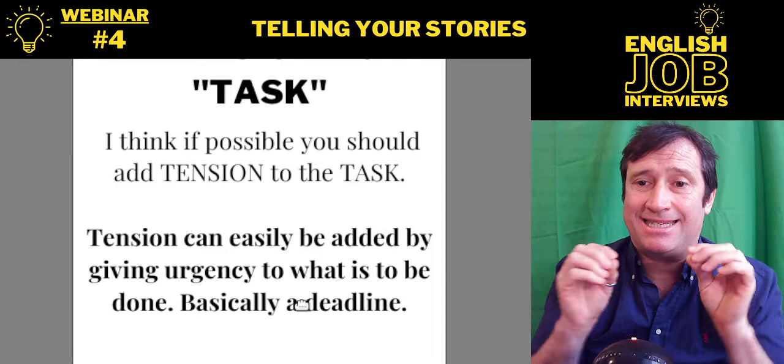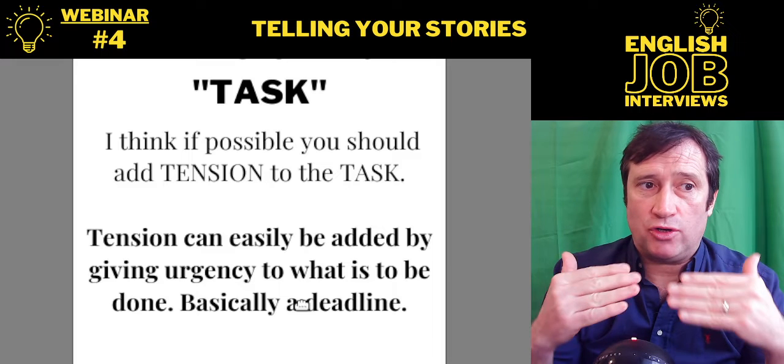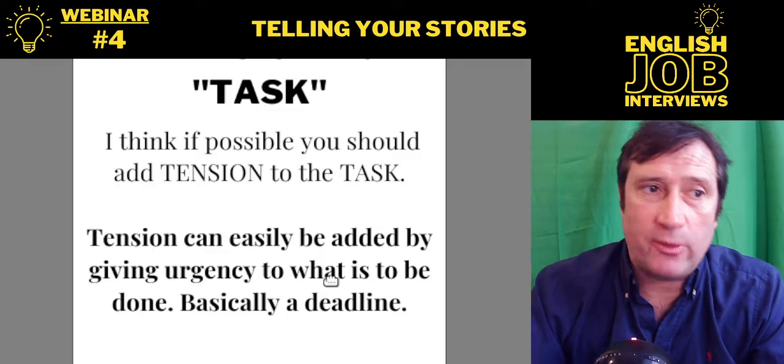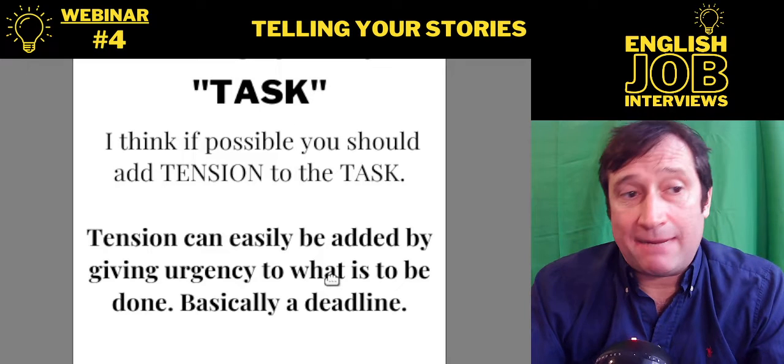Okay? The easiest way to add tension is by giving urgency to what is to be done. Basically a deadline. Something that's out of your control. You've got to do something by a time. And I think that's a great way to add this tension in the story. And it makes it a better story.